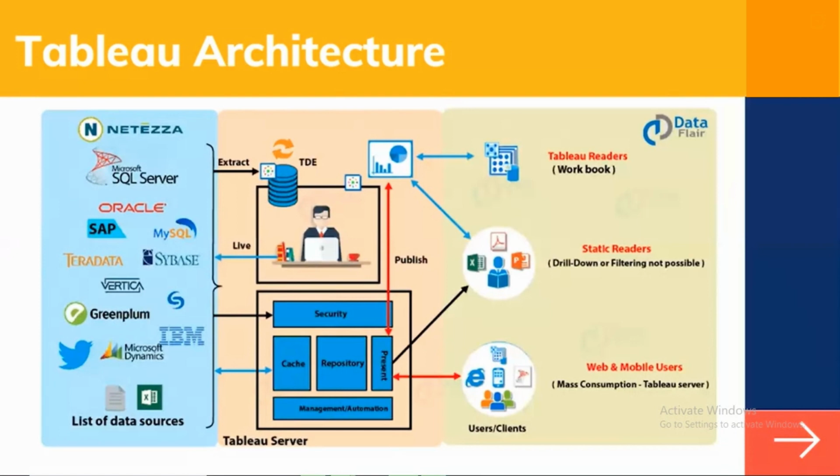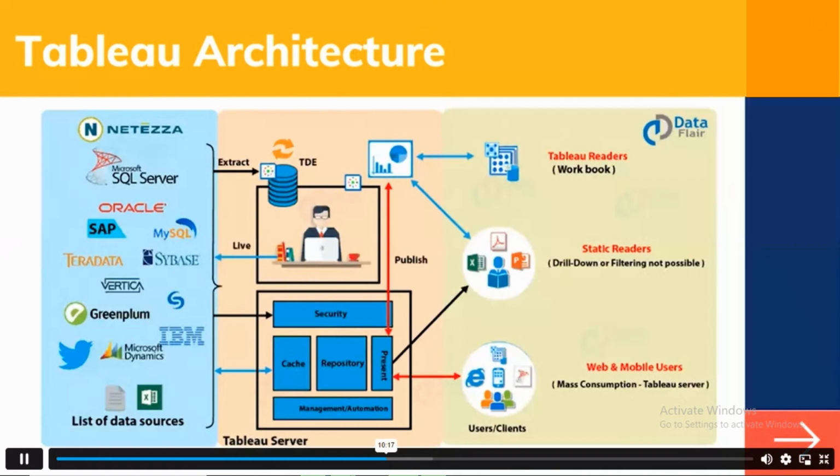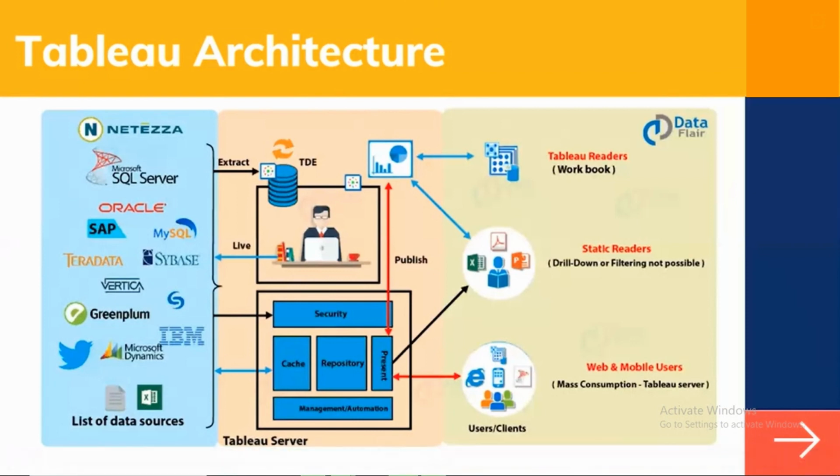So talking about Tableau's architecture, the three major segments involved are your data sources, then your Tableau Desktop and Server, and then your clients. I hope you got an idea of the different types of components involved in Tableau's architecture. This is the high level, three segments.